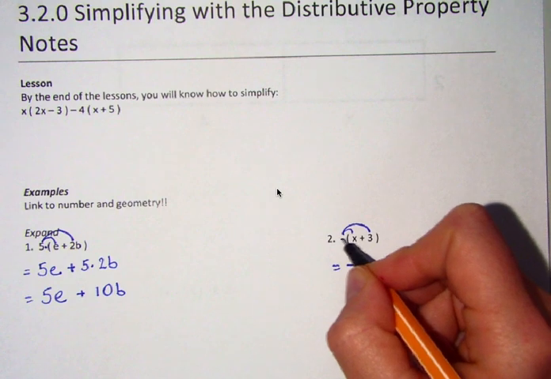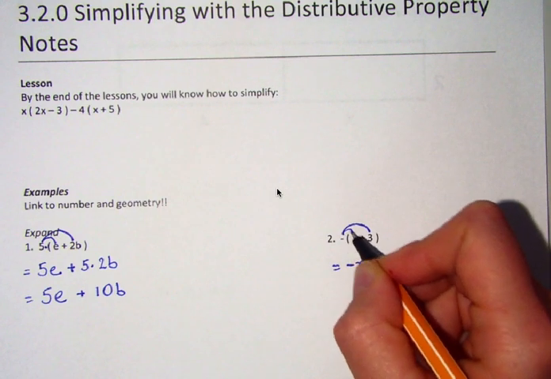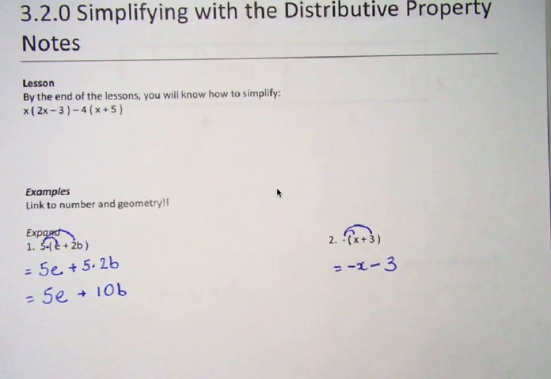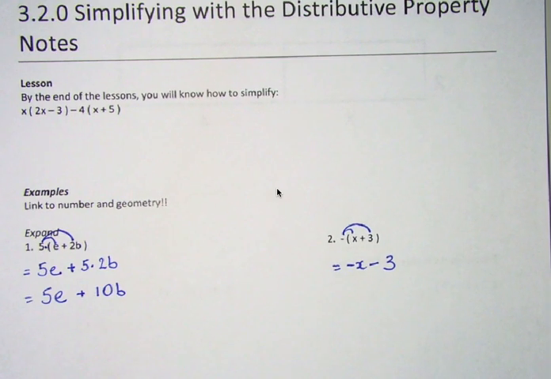Some people like to think of that being an invisible minus 1, so minus 1 times x and minus 1 times 3. But we're just distributing the minus. Okay, the next question.